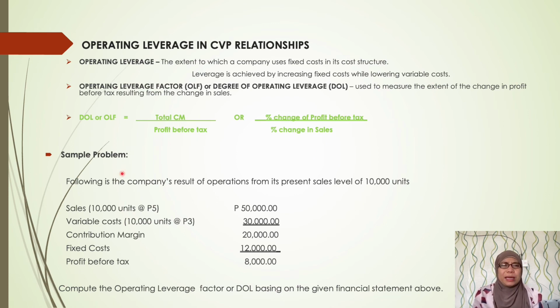So, let's use this in our sample problem para mas maintindihan natin. Following are the company's results of operation from its present sales level of 10,000 units. Sales, 10,000 units at 5 is 50,000. Variable cost, 10,000 at 3, is 30,000. The contribution margin is 20,000. Then the fixed cost is 12,000. Profit before tax is 8,000 pesos. Compute the operating leverage factor or DOL based on the given financial statement above.